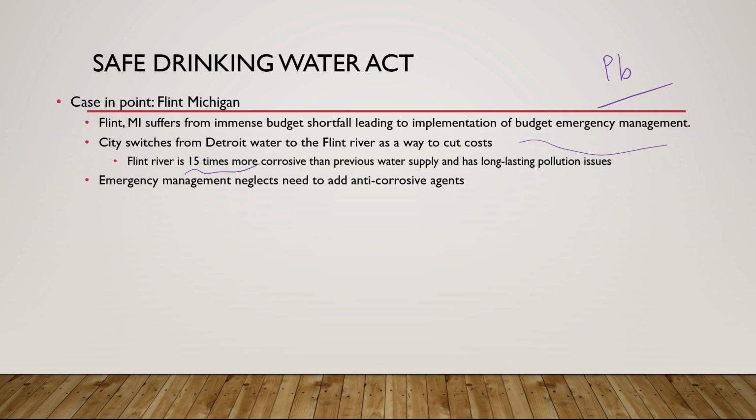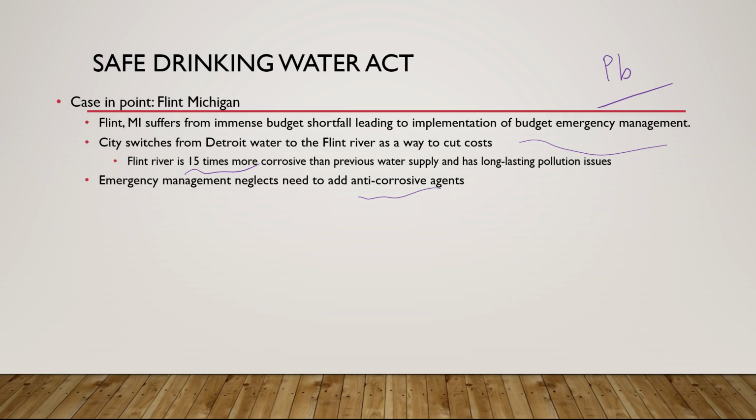All right. Now, one of the things the emergency management didn't do, and this is probably because they were budget experts and not environmental scientists or chemists, and that's probably the biggest blunder they made, was they did this switch without consulting the experts in the field of water quality, especially when it comes to safe drinking water. All right, so because they prioritized budgetary constraints and didn't go through the proper channels, they didn't know that they needed to add these anti-corrosive agents to the Flint River.